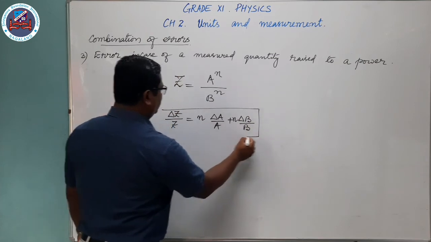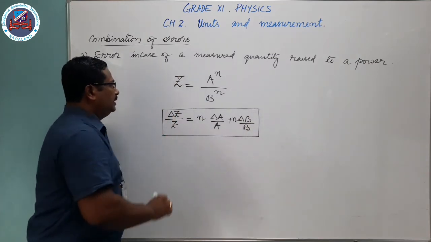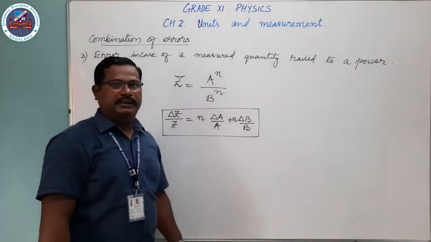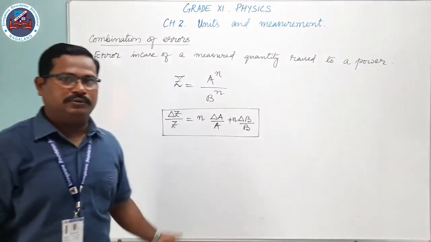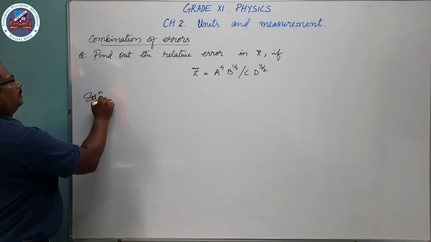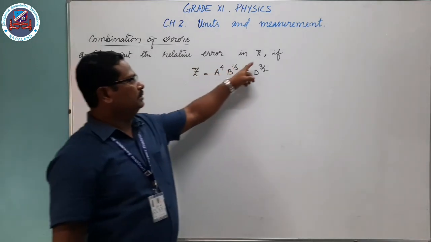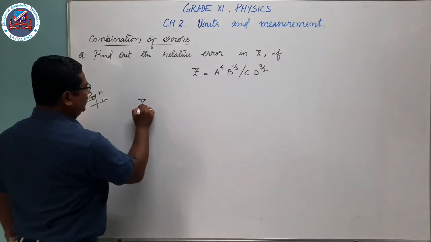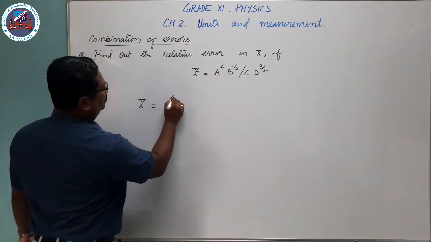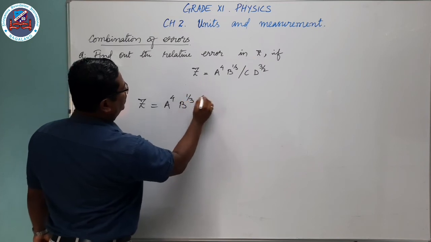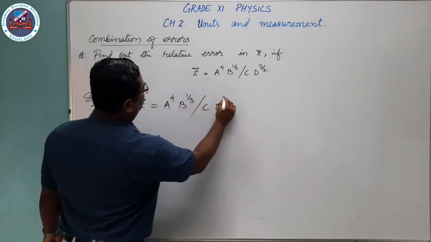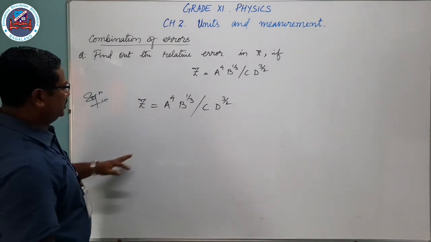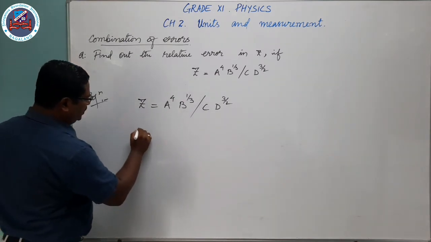So this is the way to find out the relative error in case of a physical quantity raised to a power. Here also one small numerical we will do and see. You are asked to find out the relative error in z, if z is equal to a to the power 4, b to the power 1 by 3 divided by c d to the power 3 by 2. Like this, if you get a mixture of division and multiplication, this way you will do the relative error in z.